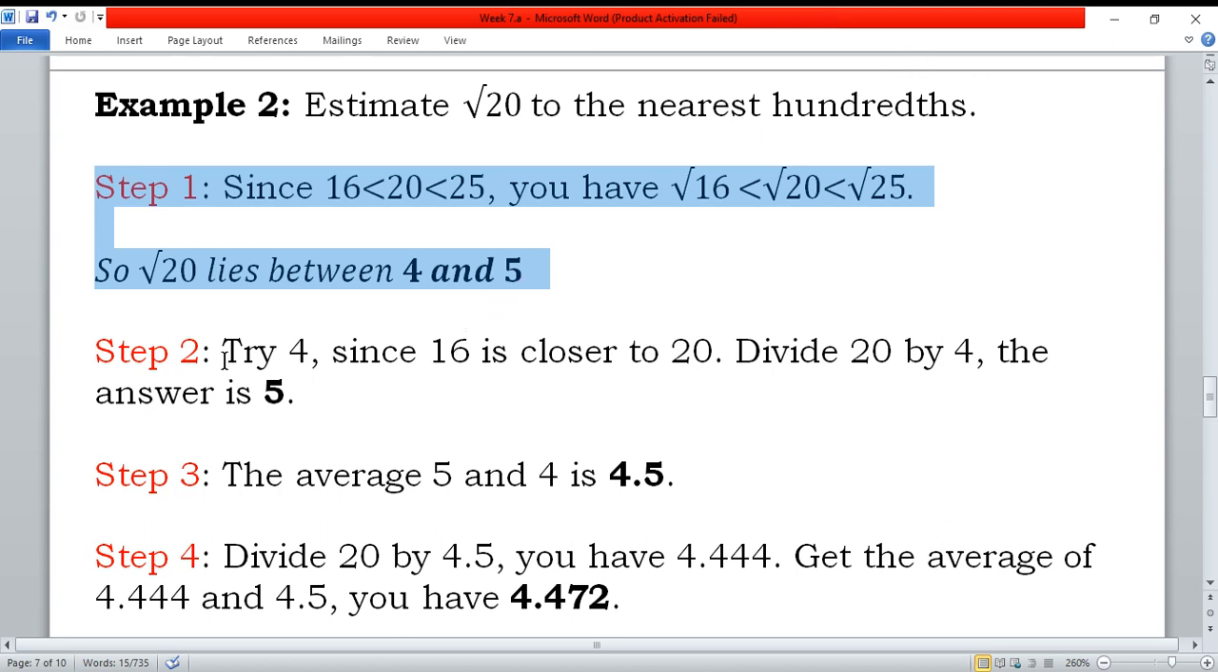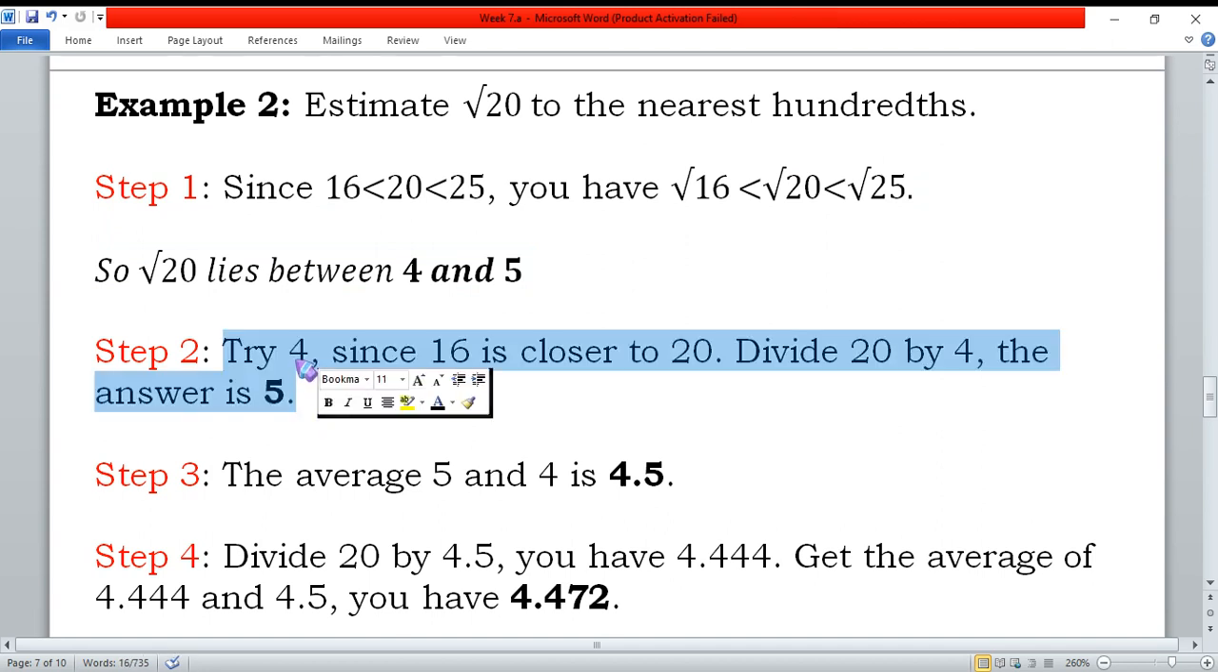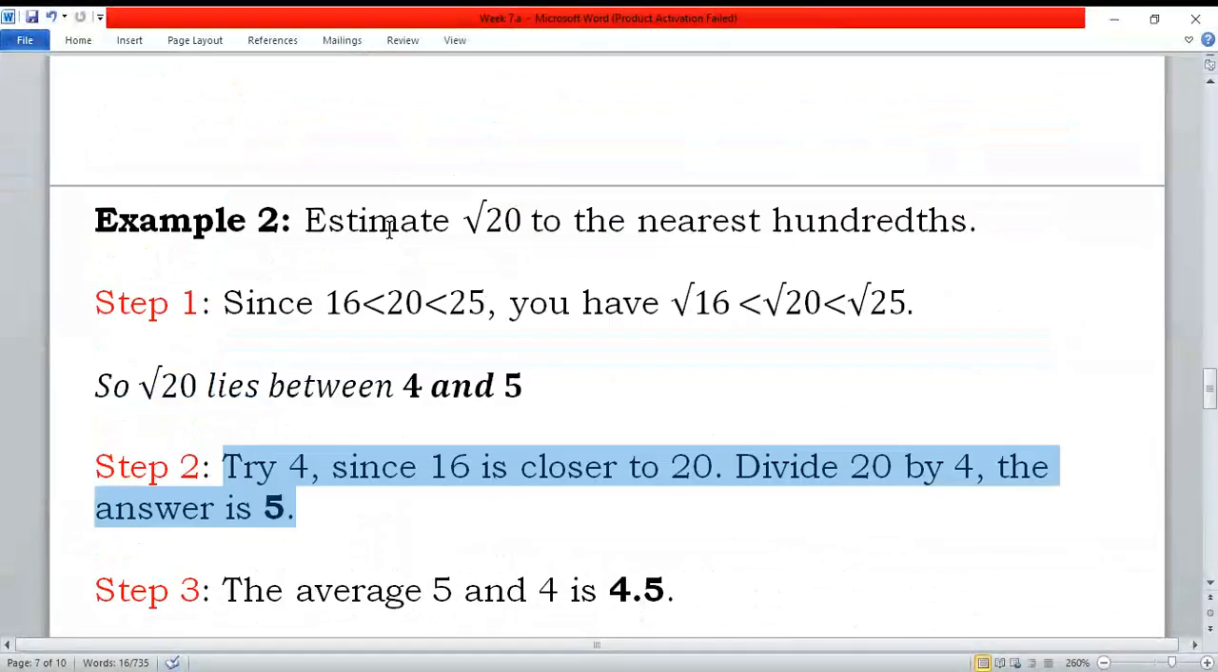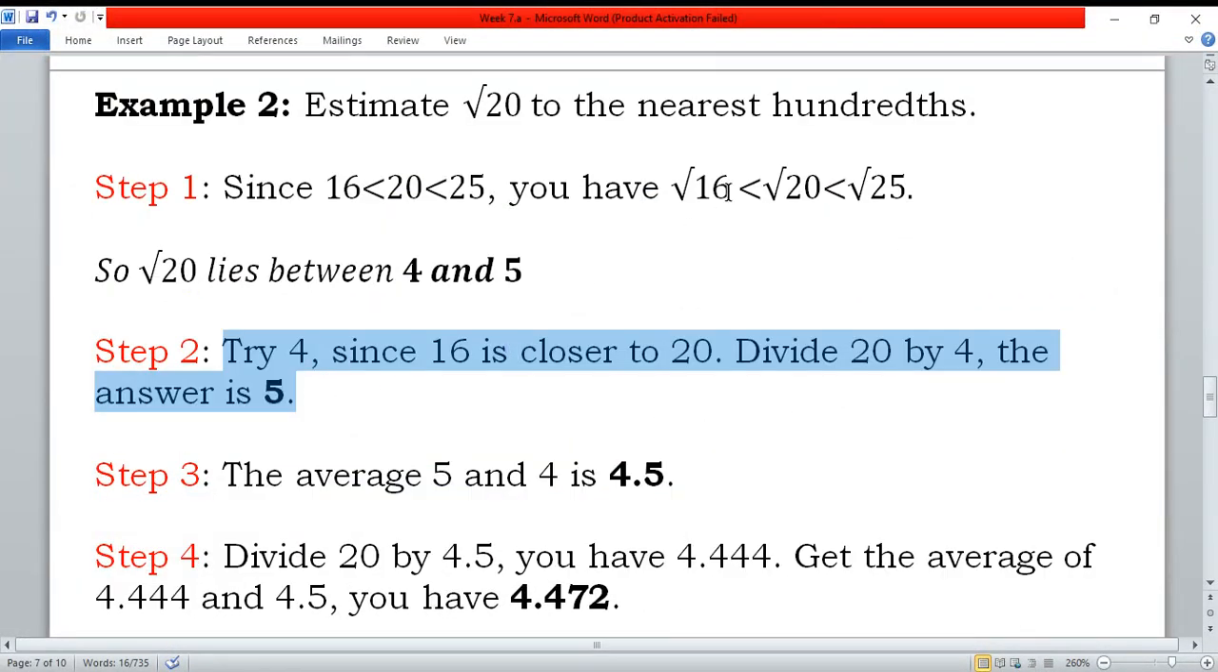Okay? So, this time, let's proceed, no? Try 4 since 16 is closer to 20. Divide 20 by 4, the answer is 5. Okay. So, ito ay pinadali na lang natin. Hindi na natin siya ginanito, no? So, step 2, bakit 4 ang kinuha natin? Dahil yung 20 ay mas malapit sa 16. Di ba? Kung maalala nyo, titignan natin kung ano yung mas malapit. Yung nasa kanan ba o yung nasa kaliwa? Yung nasa kaliwa ay mas malapit sa 20. Kaya kukunin natin yung principal root ng 16, square root of 16.